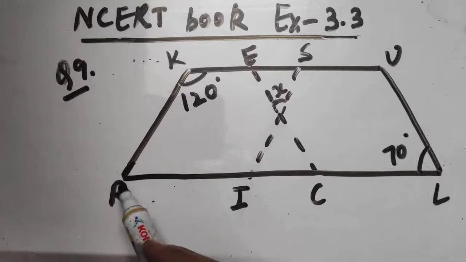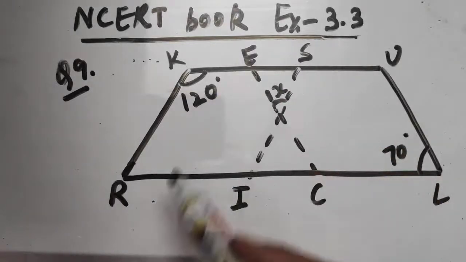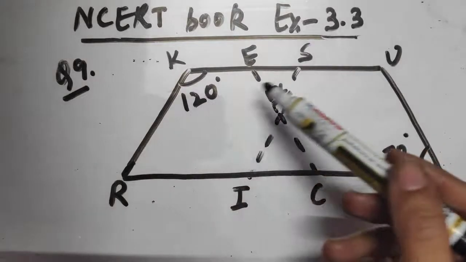Now, as RISK is one of the parallelograms, and we know that in a parallelogram, the sum of adjacent angles is supplementary.